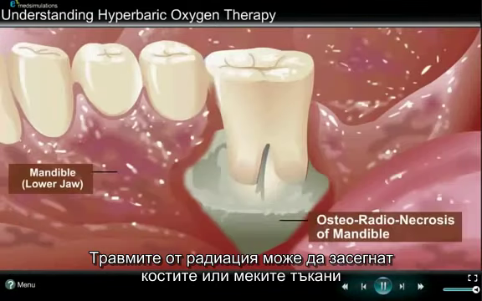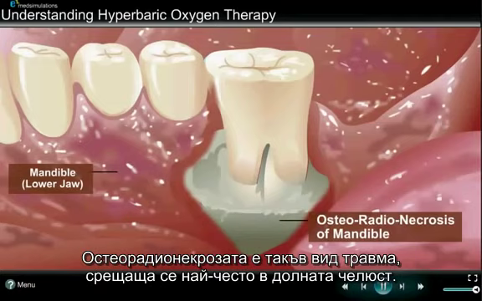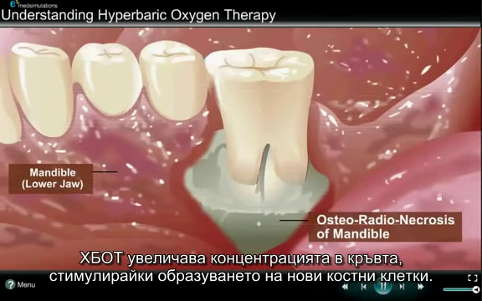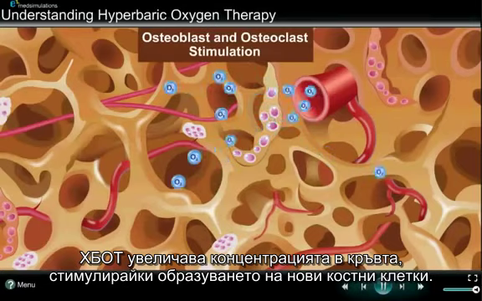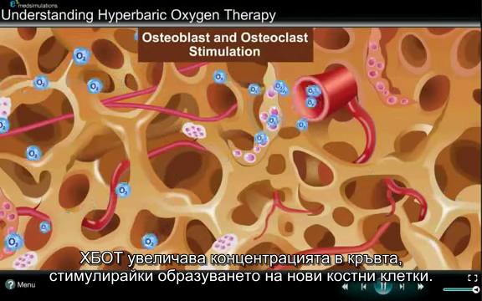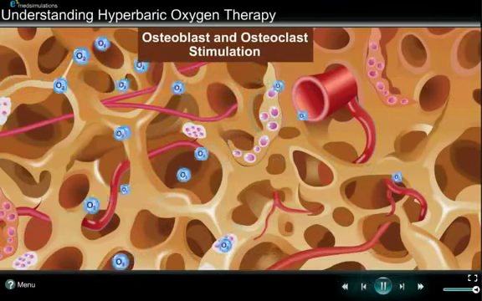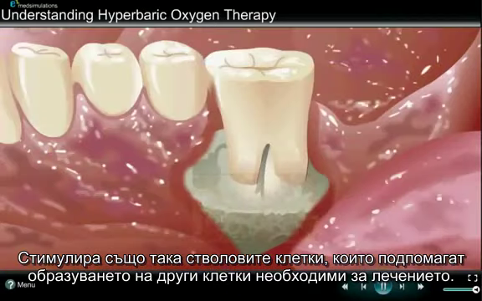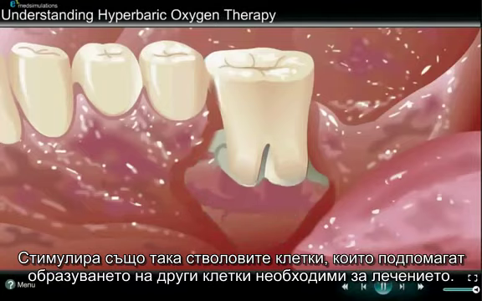Radiation injuries may affect bone or other soft tissues. Osteoradionecrosis is one such injury that occurs most commonly in the lower jaw. HBOT increases the oxygen concentration in the blood, stimulating new bone-forming cells in the affected area. It also stimulates the stem cells, which are the body's master cells that have the ability to form different cells to help heal this condition.